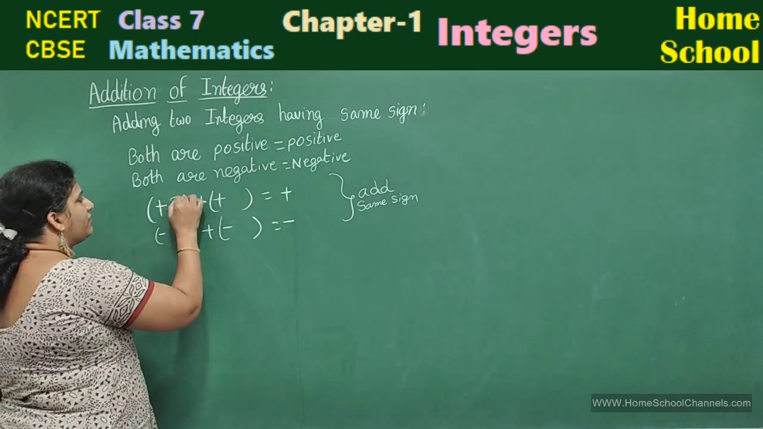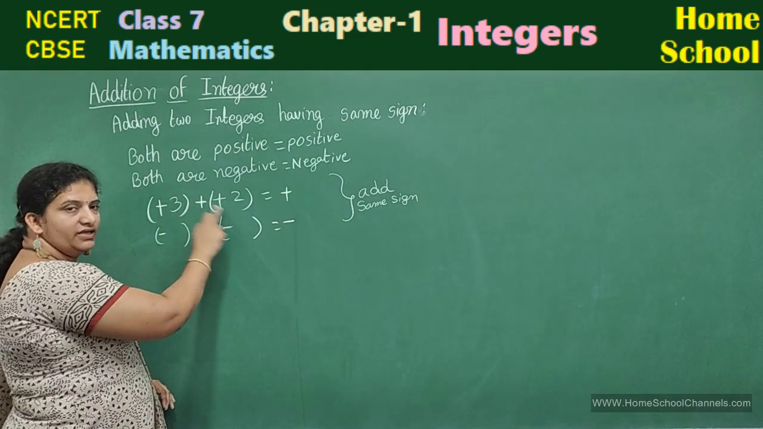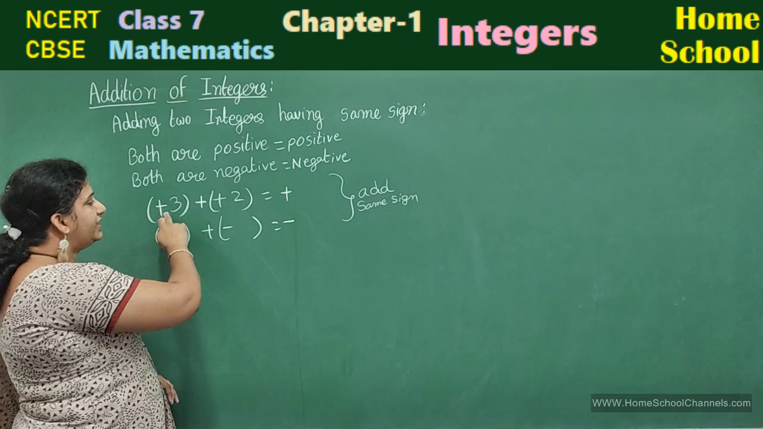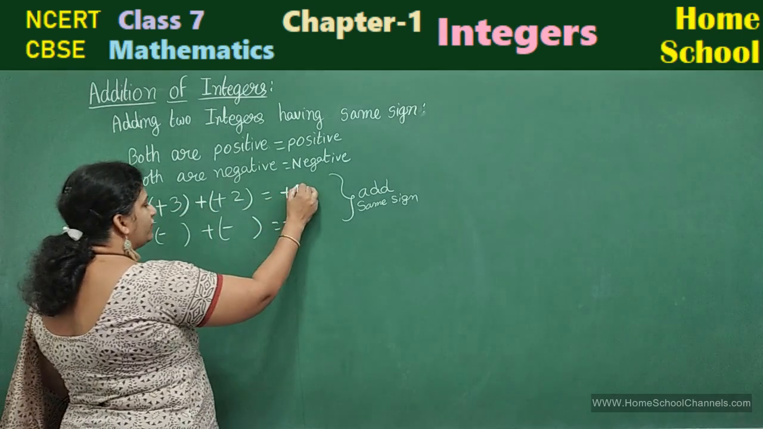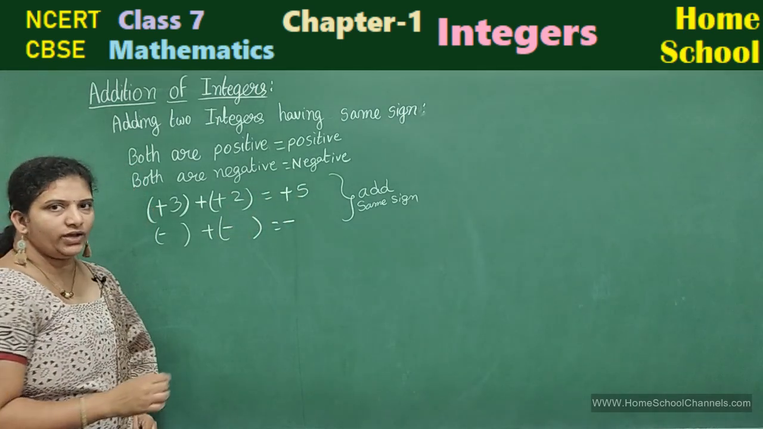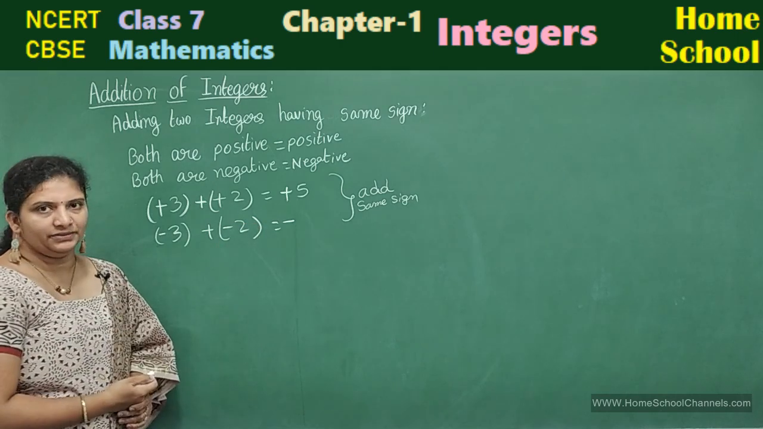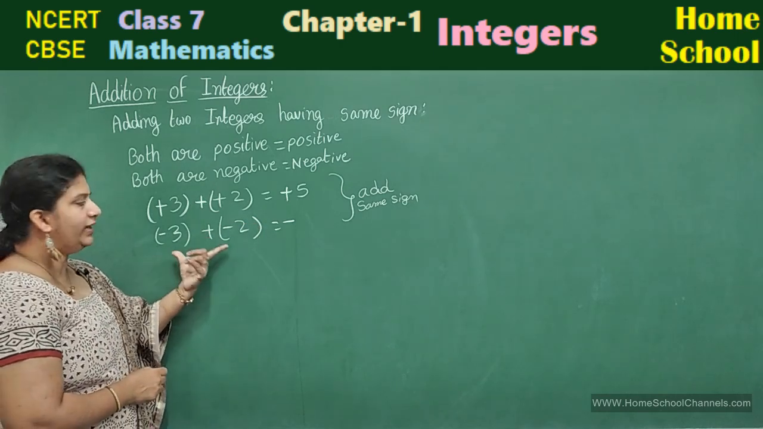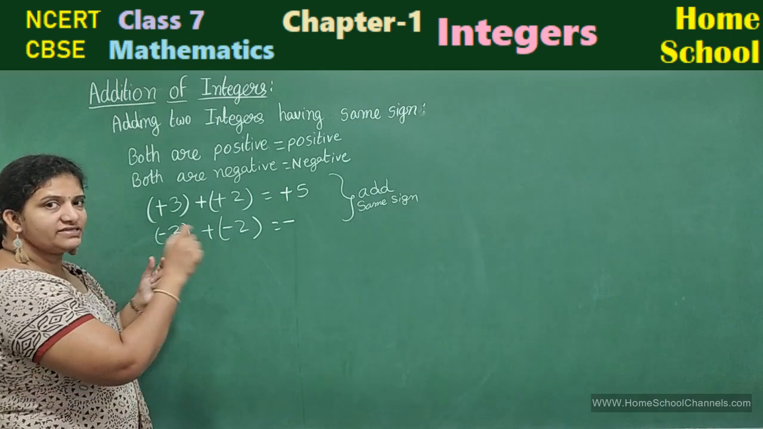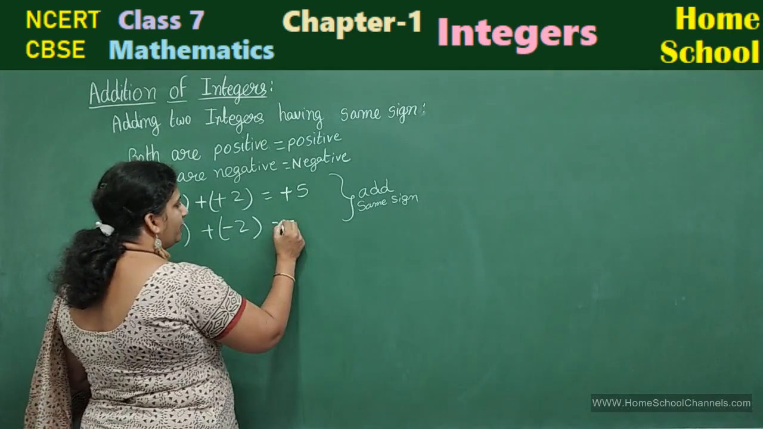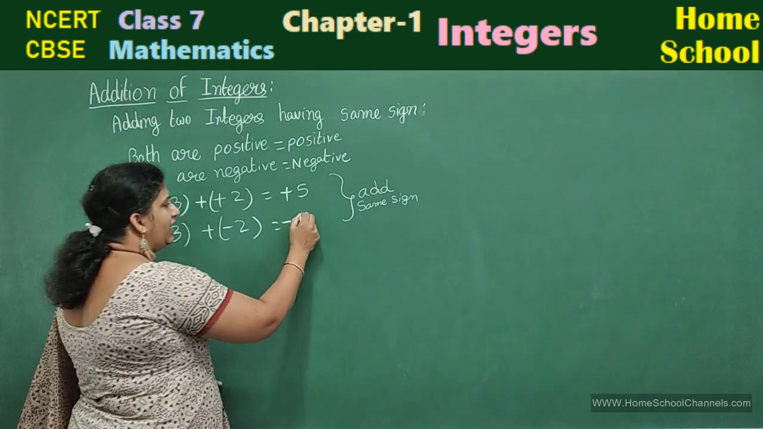Suppose let me take here plus 3 plus 2. Adding two positive integers. If we add two positive integers, take the same sign, positive, and add the numbers: 3 plus 2 will be 5. Okay, then negative numbers. Minus 3 minus 2 I'll take. When we are adding two negative integers, take the same sign, negative, minus, and add the numbers. 3 plus 2 will be 5.